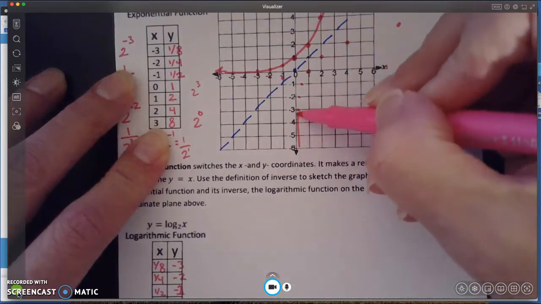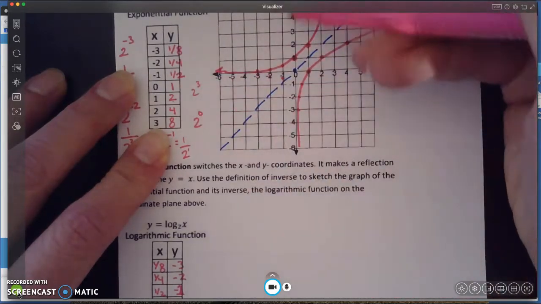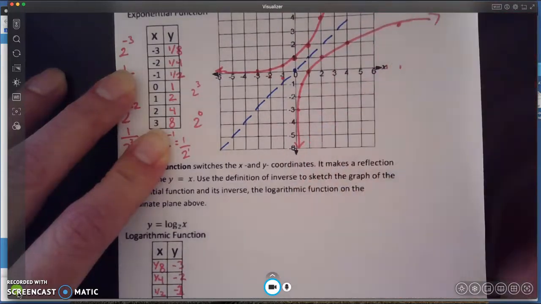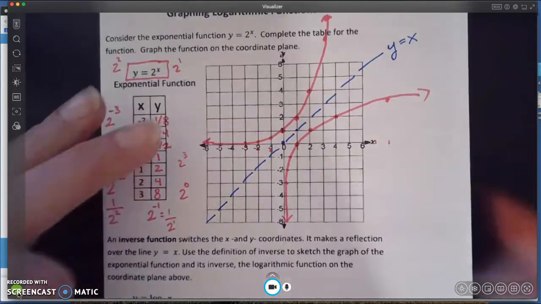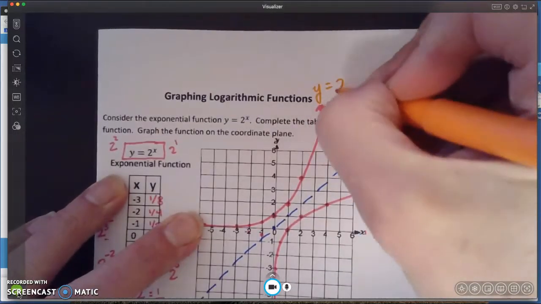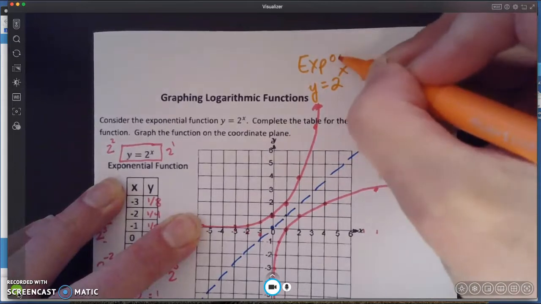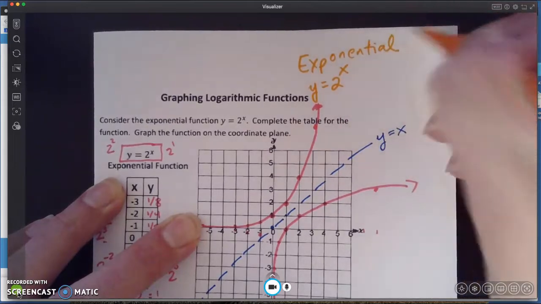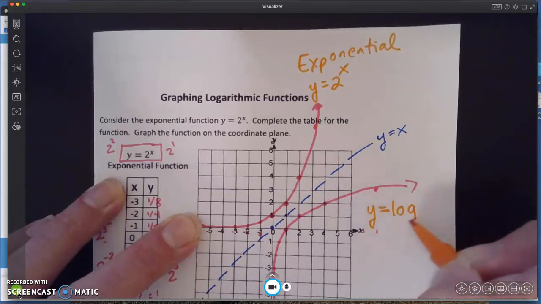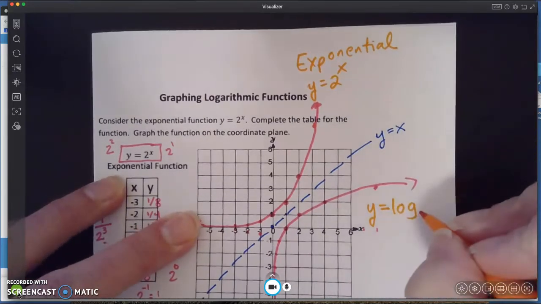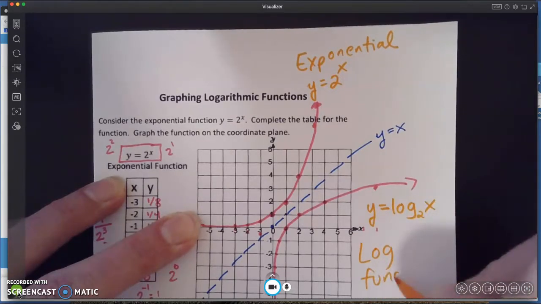Alright, so my asymptote now is not the x-axis, now it's the y-axis. And that, my friends, is a logarithmic function. So I'm going to make a note that this one is the exponential, that's y equals 2 to the x. That one's exponential, write this down. This one is the function y equals log base 2 of x. That is your log function.